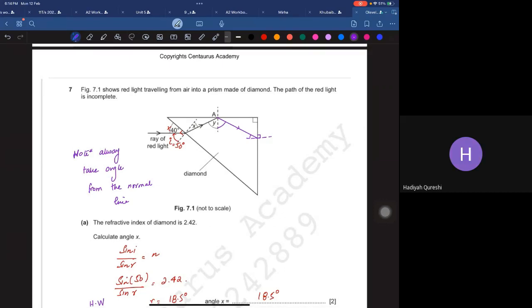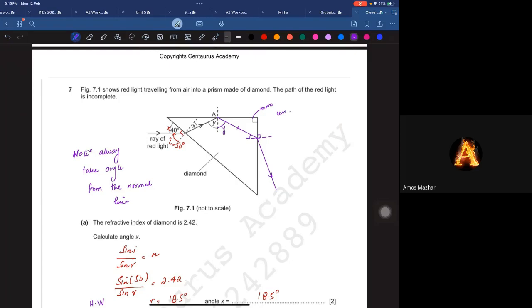Smaller. It is smaller, yes. If the ray is smaller, then obviously it needs to go out because it is going from diamond to air. This angle is y as well, right? So because this angle is smaller, it needs to go out. So you will bend it away from the normal because it's going from a more dense to less dense medium.